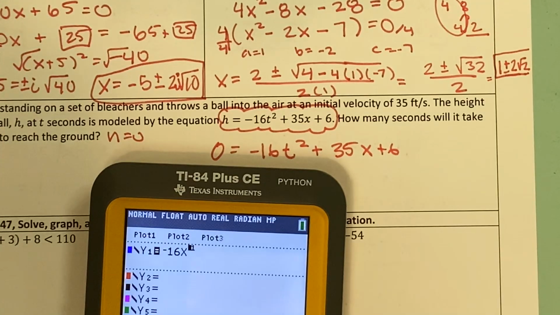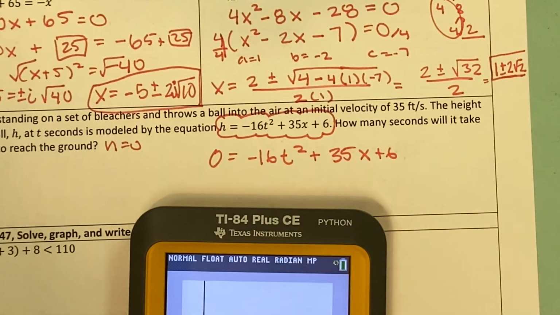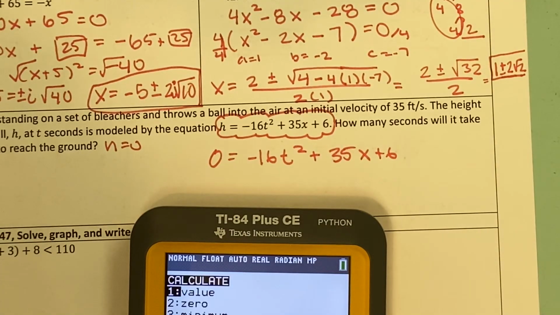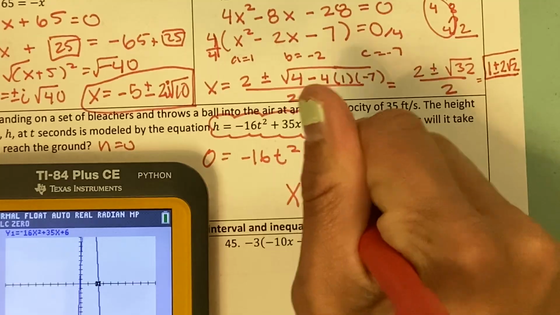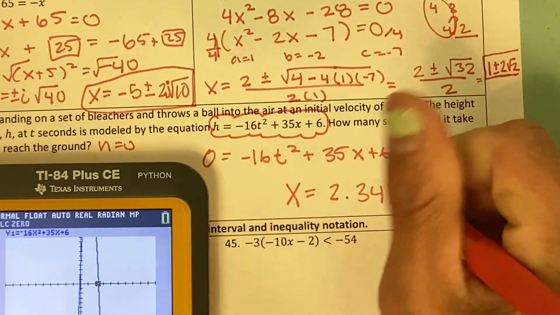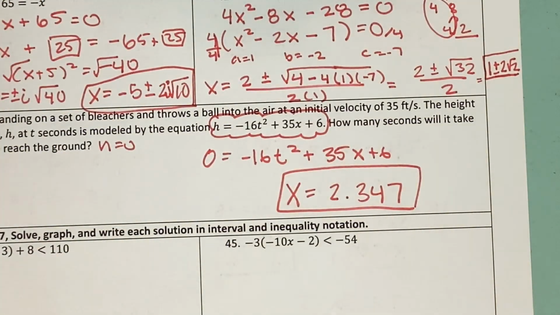x squared plus 35x plus 6. Oops. So right here, this is the point I want to find. So second trace, 0. Left side, right side, enter. And so I get x equals 2.347. Make sure you do 3 numbers after the decimal if you're writing your answer in decimals.